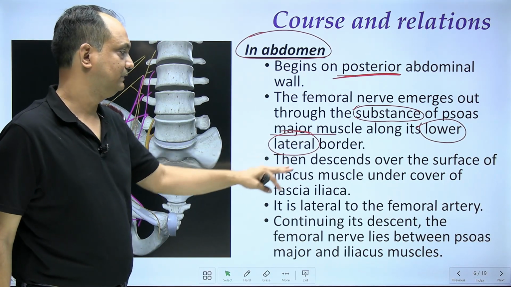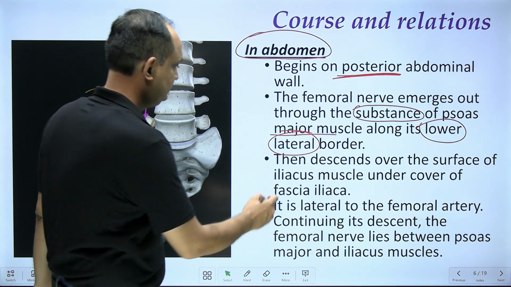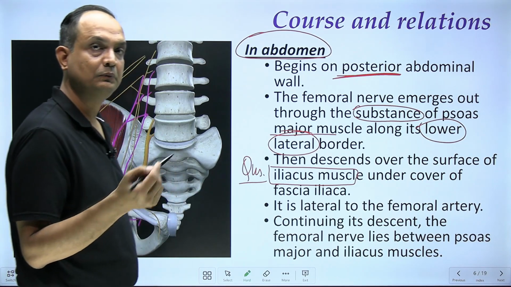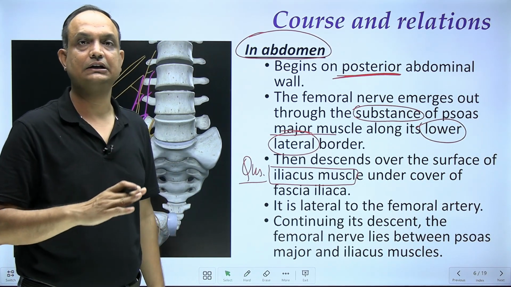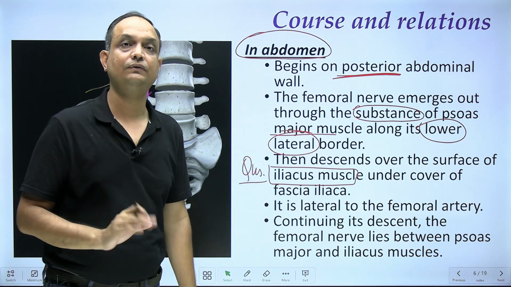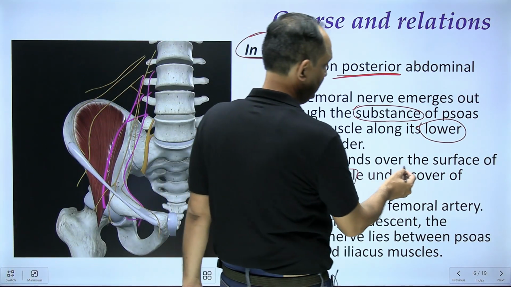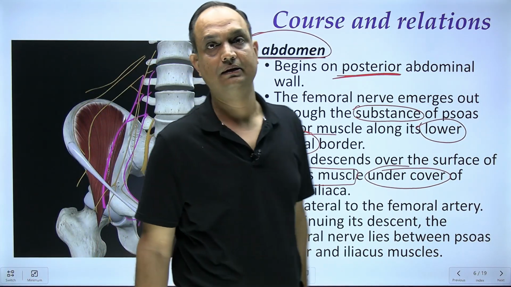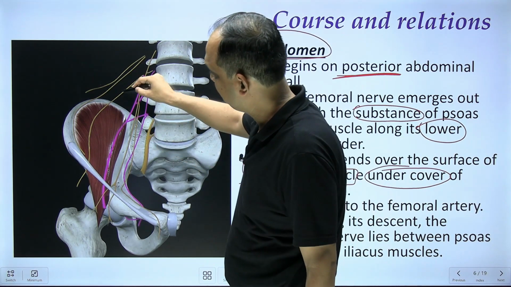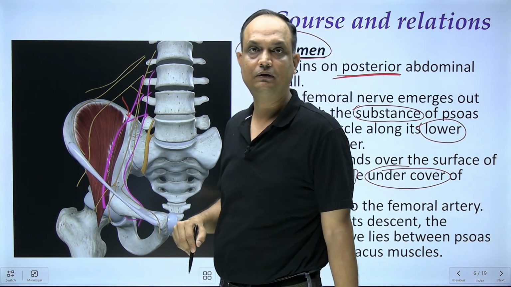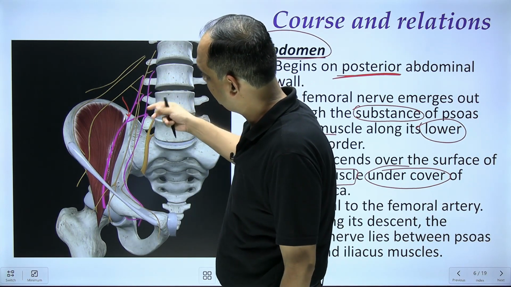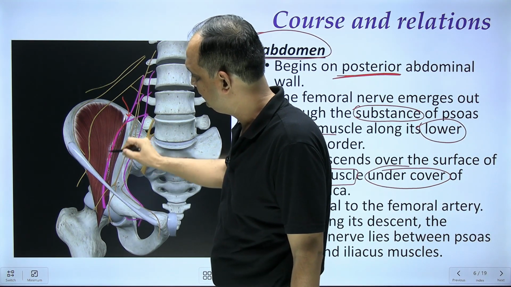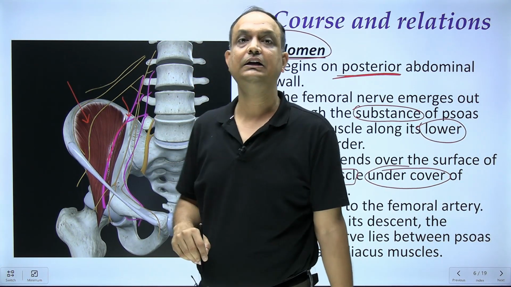Now then it descends over the surface of iliacus muscle. Now this is again an important part to understand. And there is one more thing: when it is running on the iliacus, it lies deep to the fascia iliaca, or it is under cover of fascia iliaca. So what is happening here? Here you can see that this is the formation of femoral nerve, and this femoral nerve will come out from the lower lateral border of the psoas, and once it comes out, you can see that it is running on this muscle, and this muscle is your iliacus.